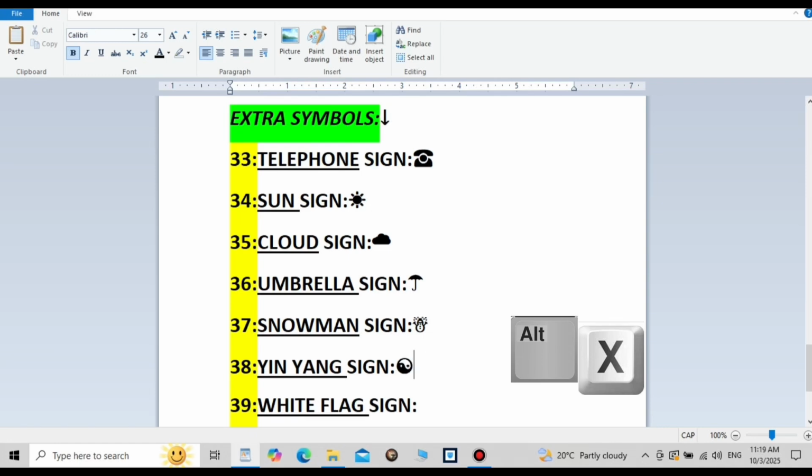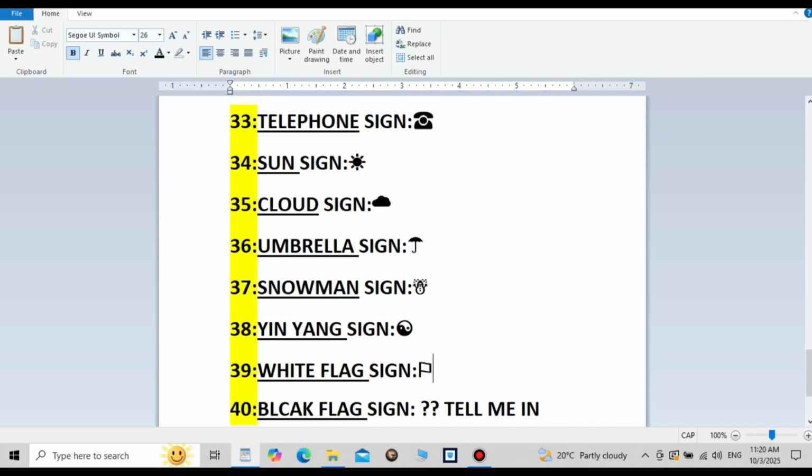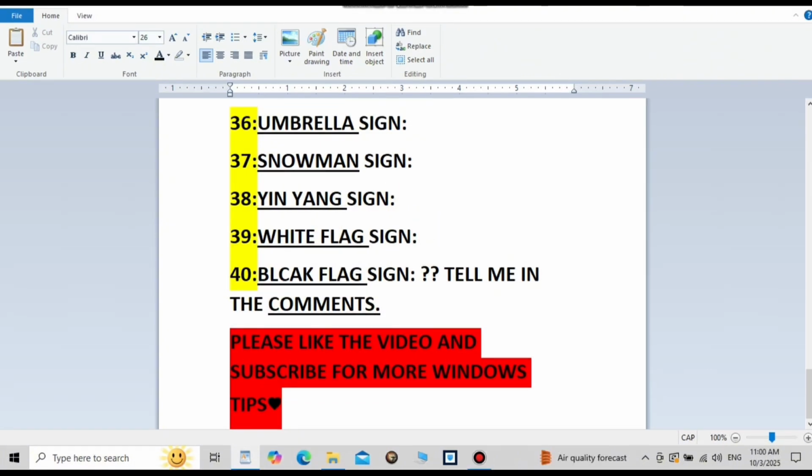262F plus Alt and X for yin yang sign, 2690 plus Alt and X for white flag, and tell me the black flag sign in the comment. So that's it, 40 hidden symbols in Microsoft Word.